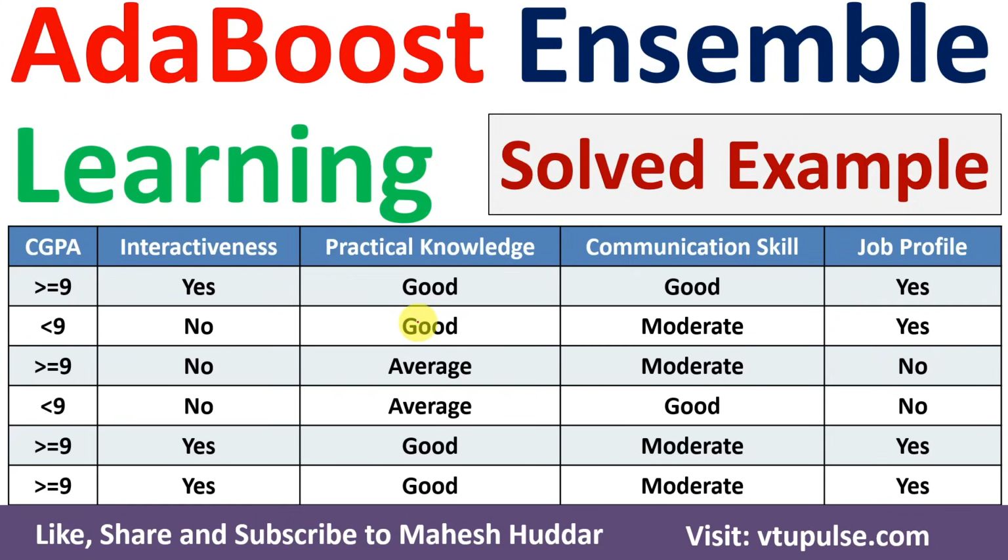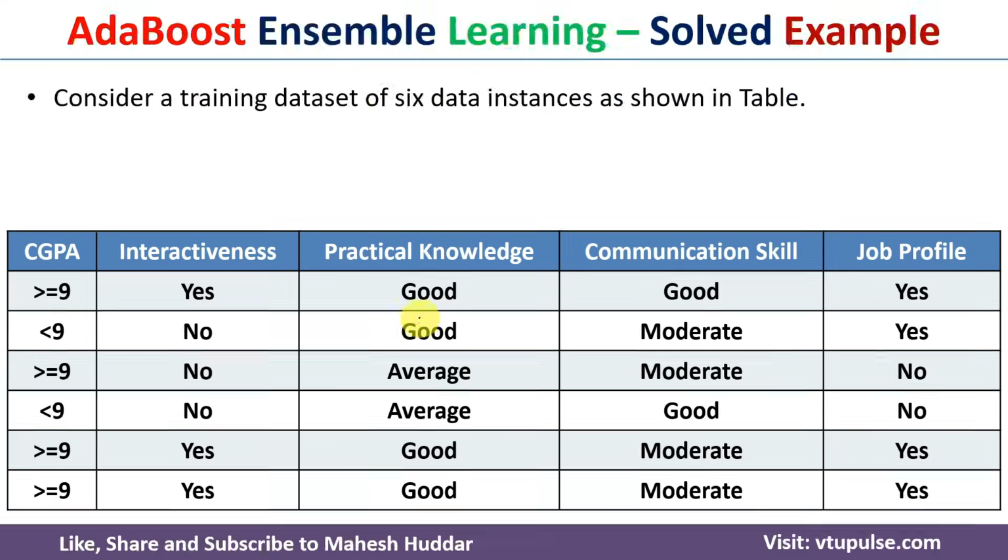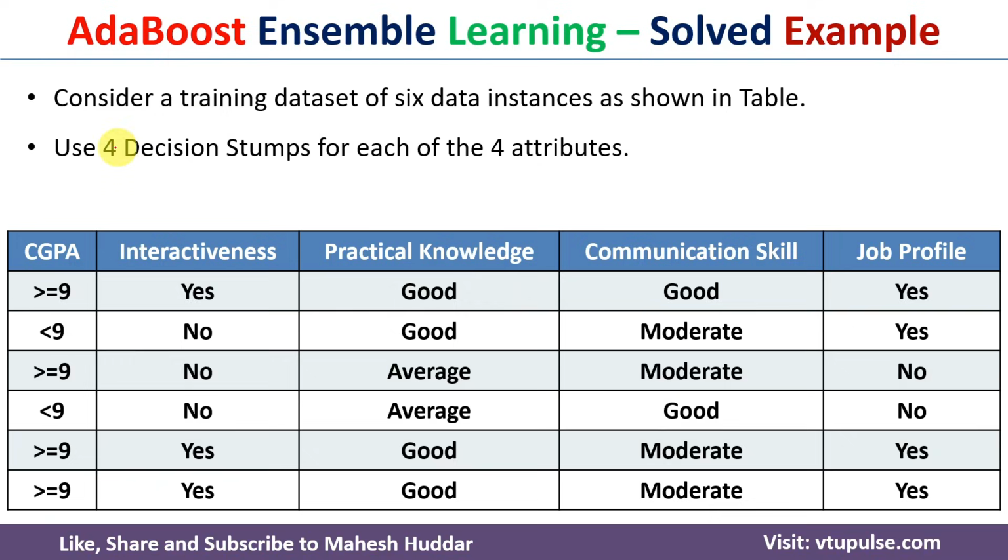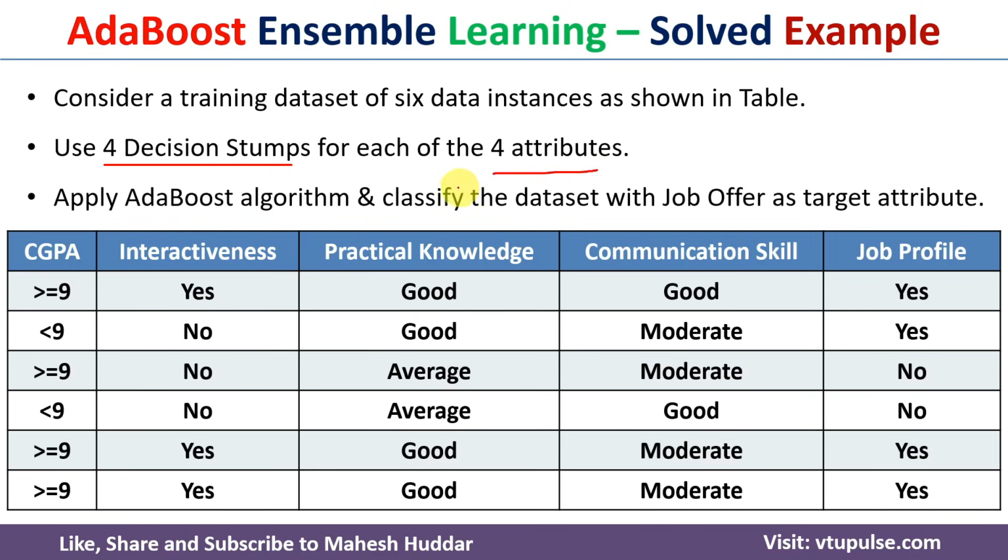Welcome back. In this video, I will discuss how to apply the AdaBoost ensemble learning algorithm on a given dataset with a simple solved example. We have been given a dataset with four attributes: CGPA, interactiveness, practical knowledge, and communication skill. Job profile is the target. There are six data instances in total. We need to use four decision stumps, one for each of these four attributes. Then we apply the AdaBoost ensemble learning algorithm to classify the dataset with the job profile as the target attribute.